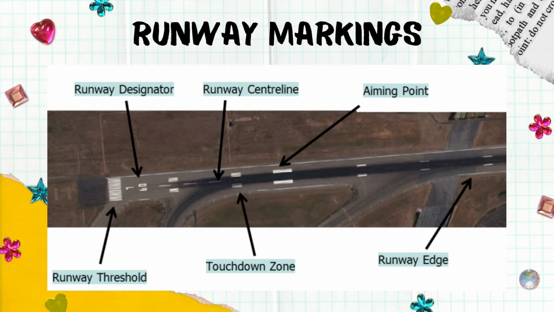First is runway markings. Runway designator. Identify the name of runway by the runway's orientation. Runway center line. Identify the center of runway. Runway threshold. Identify the beginning of runway available for landing. Aiming point. Serves as a visual aiming point for a landing aircraft. Touchdown zone. Identify the touchdown zone for landing orientations. Runway edge. Identify the edge of runway.